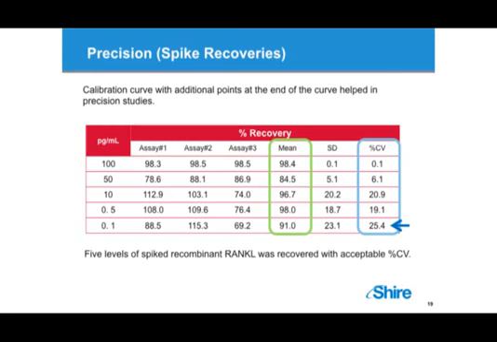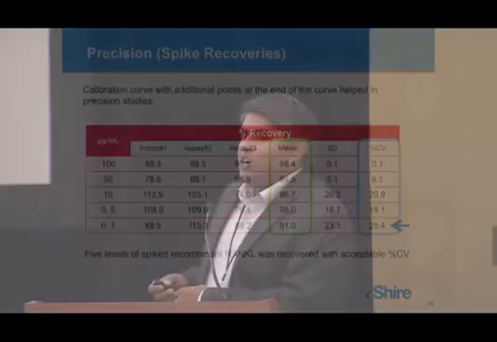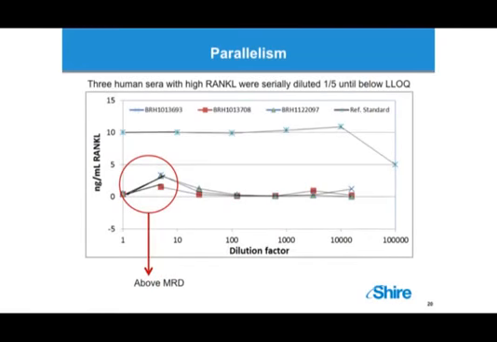The next important thing, again going back to Ralph's study, talking about the spikes that we are doing: the calibrator is a recombinant RANKL, but what we are measuring in serum is endogenous. There's a huge difference between recombinant and endogenous. So the paper that I was showing you earlier, they talk about parallelism. What you do is you pick three samples, or three healthy or any human sera that has high endogenous RANKL, and you serially dilute them.